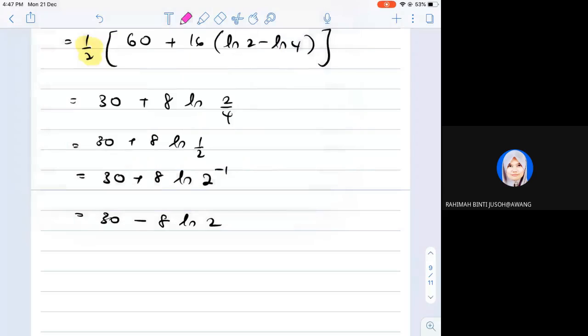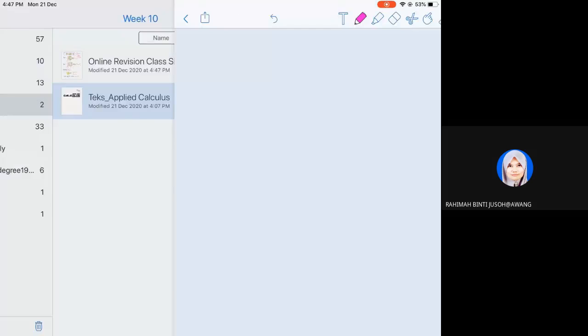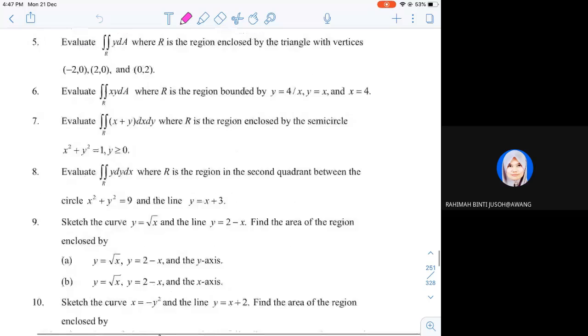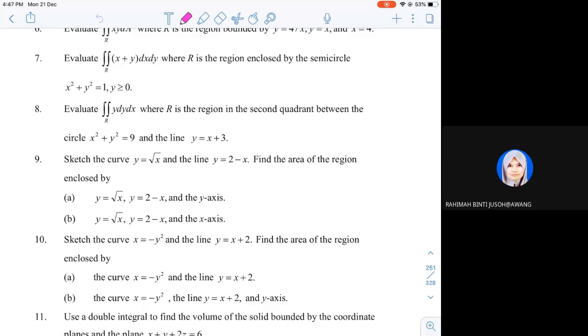Tapi kalau you jawab sampai sini pun dah betul, guys. Doesn't matter lah. You just simplify je. Alright. So that's question number 6. What else? Okay, semicircle would be simple.